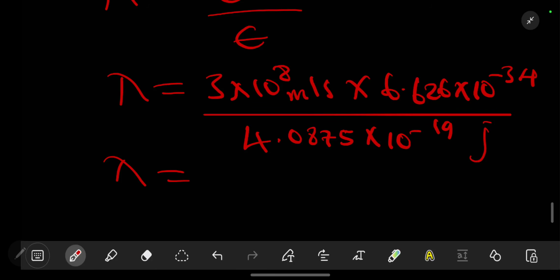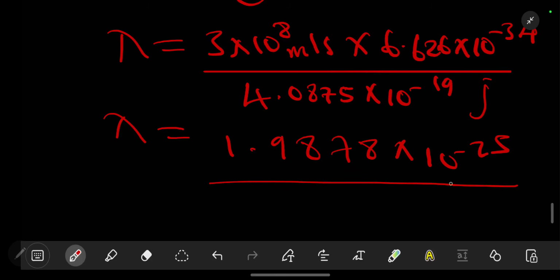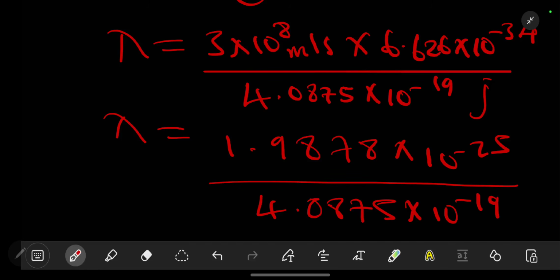Our joules there. So on top, 3 times 10 to the power 8 is going to give us that times 6.626 times 10 to the power negative 34. Just be careful with the numbers. So on top we have 1.9878 times 10 to the power negative 25 over 4.0875 times 10 to the power negative 19.